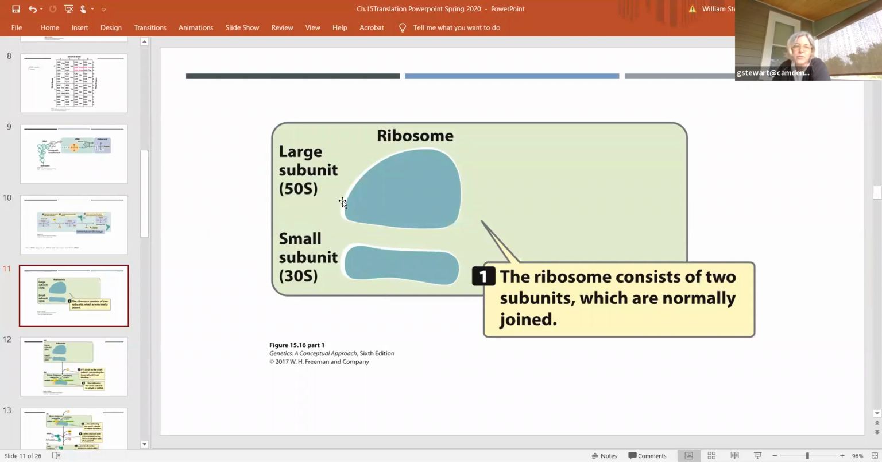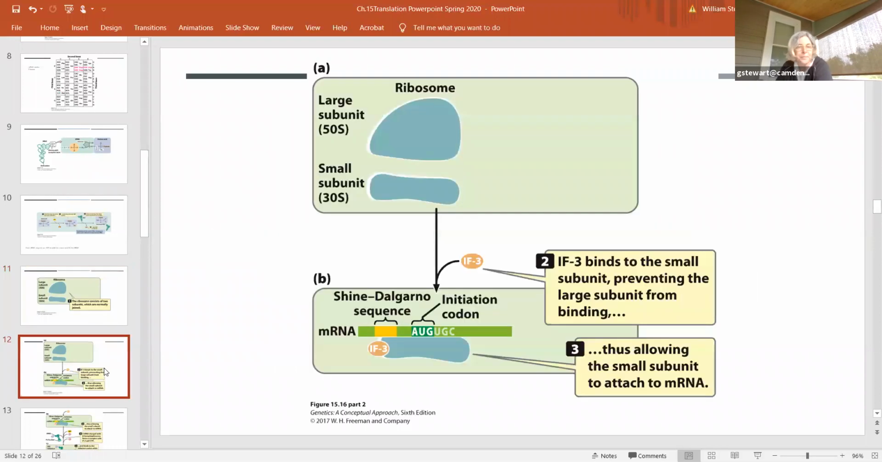I would remind you, this is a bacterial ribosome. The small subunit is 30S, the large subunit is 50S. Eukaryotic ribosomes are a little larger and more dense. We have a 40S subunit and a 60S subunit.